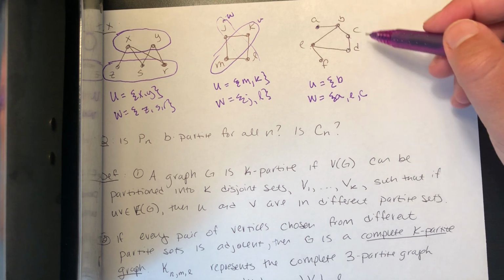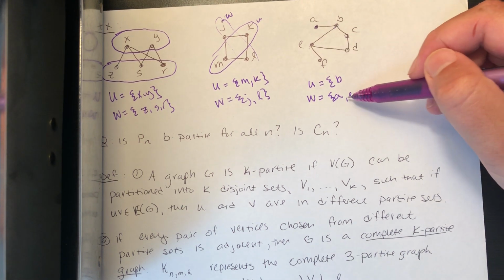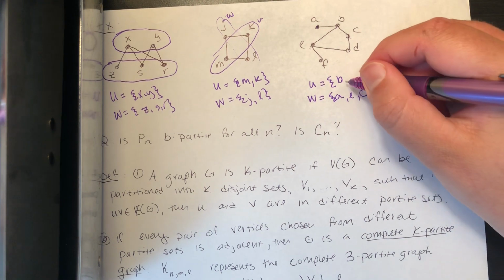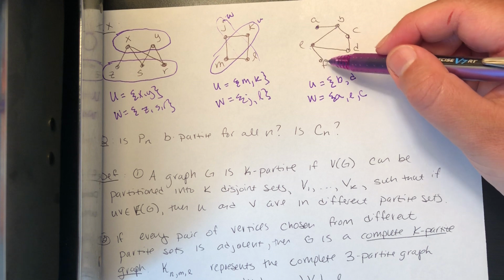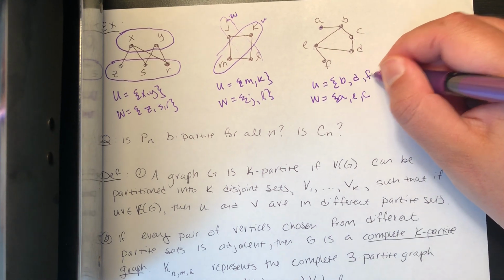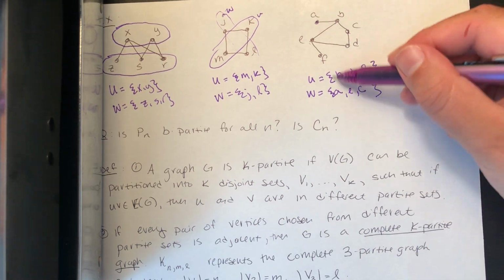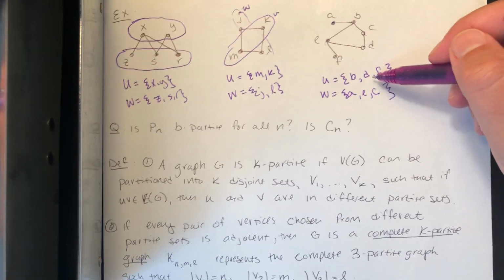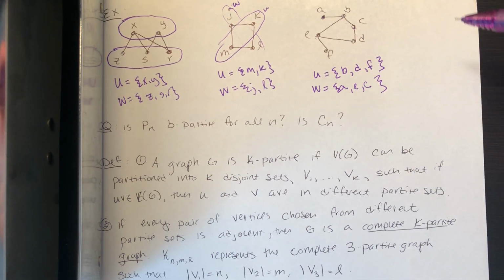All right, so now let's think, where should D go? Well, D is connected to C and to E, which means it can't be in this set W, so we'll put D in the first set. And similarly, F is adjacent to E, so I can't put it in the set W, so I'll put it in this first set here. And we can check and make sure that there's no edges connecting B to D to F. There's no edges adjacent between A, E, and C.